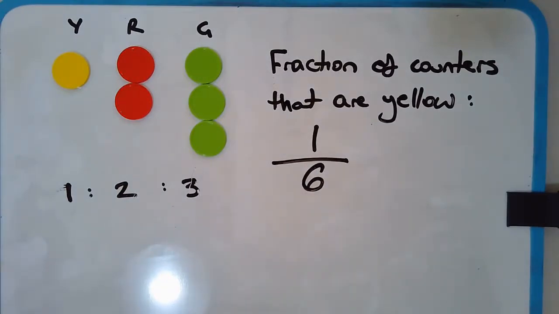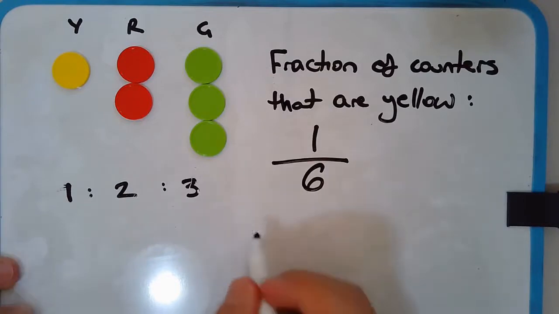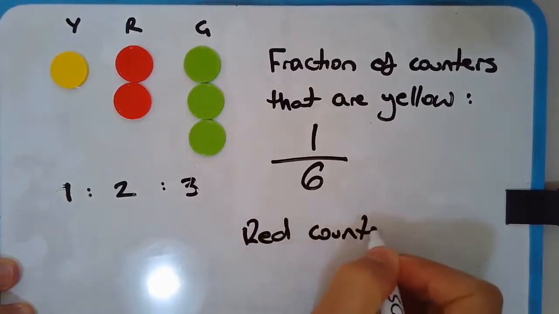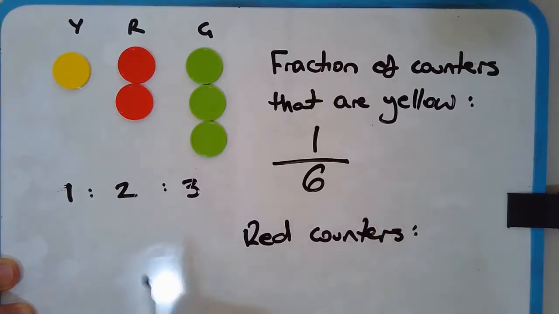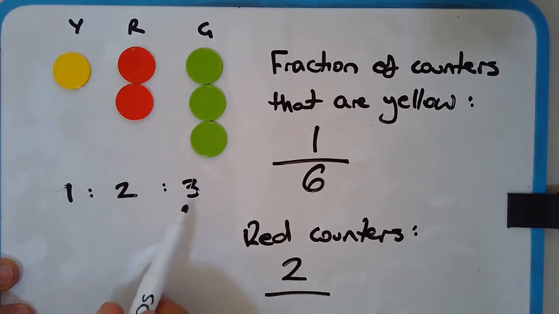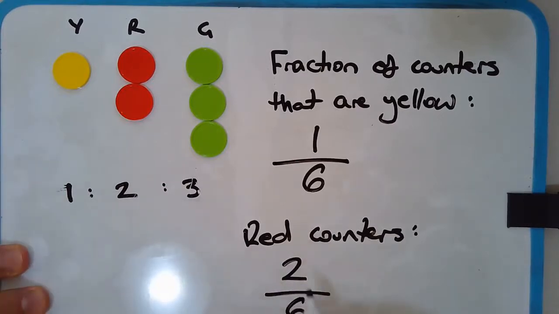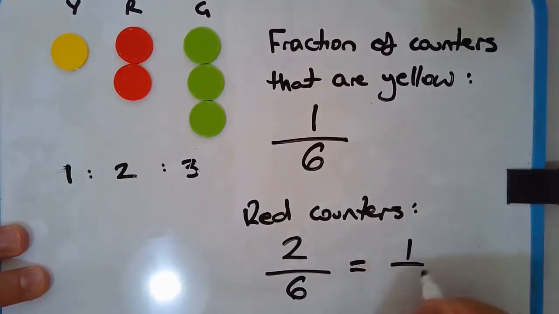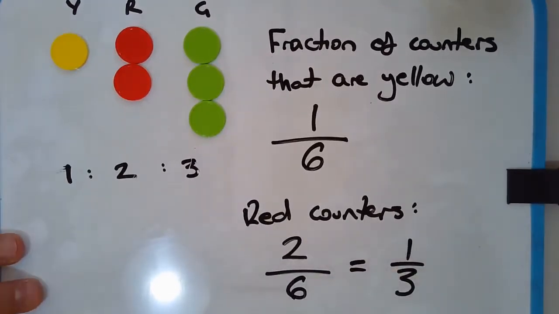What about the fraction of the counters that are red? Okay. How many red counters do we have? We've got 2. Over the total number of counters, in fact, you could just add the terms of the ratio: 1 plus 2 plus 3. Well, that gives us 6 counters. And you know now that 2 over 6 is 1 on 3.